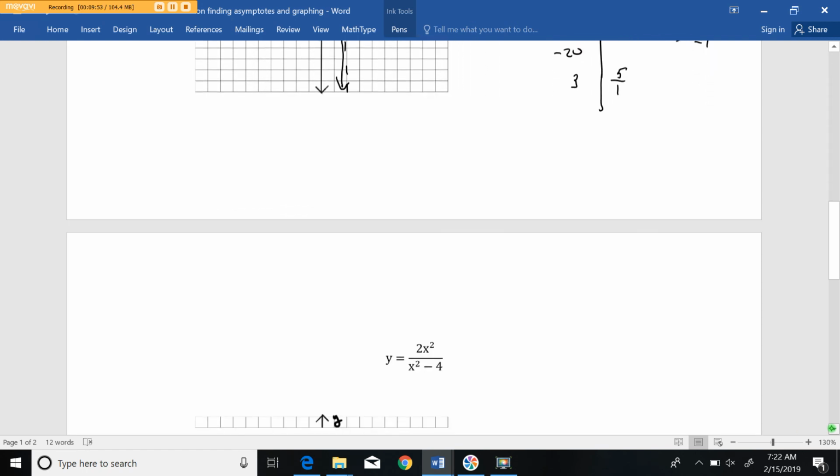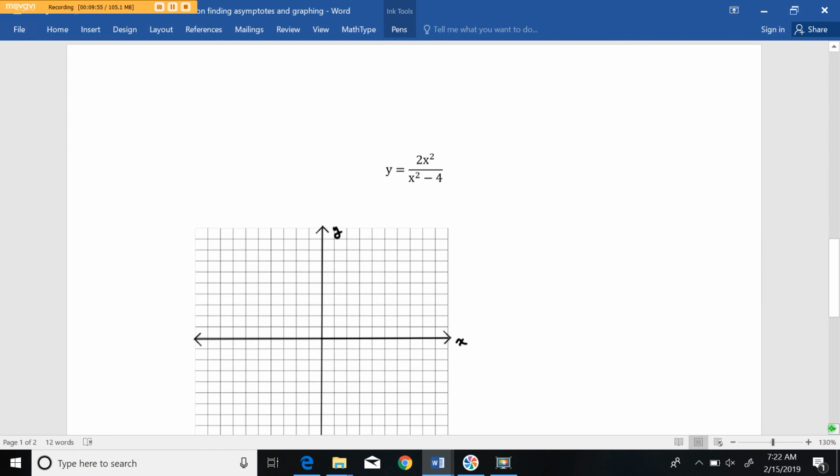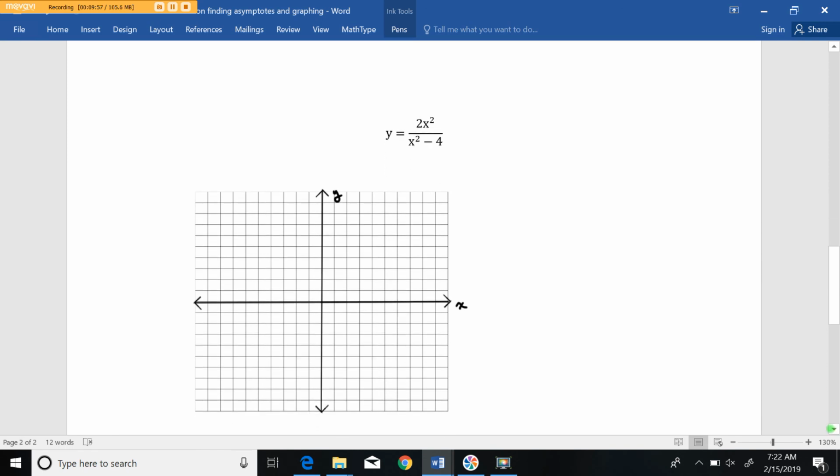I will make some comments on it, though. This will have vertical asymptotes at plus or minus 2 because of the bottom. And for large values of x, the top is approximately 2x squared. The bottom is approximately x squared. So y equals 2 is a horizontal asymptote. So this thing's got two vertical asymptotes, one at plus 2 and one at minus 2, and a horizontal asymptote at y equals 2.